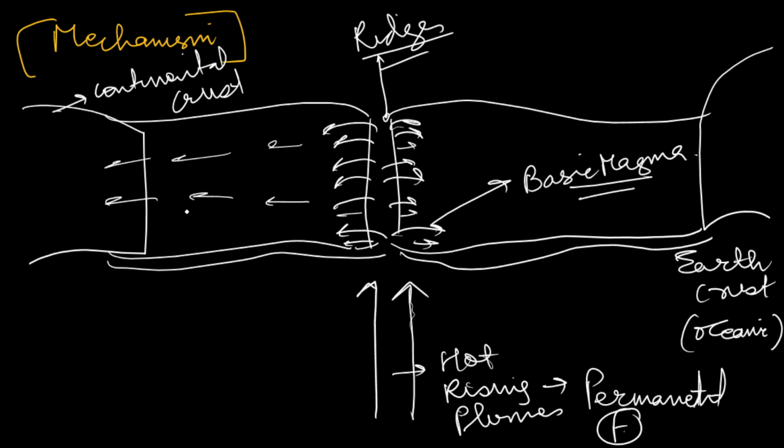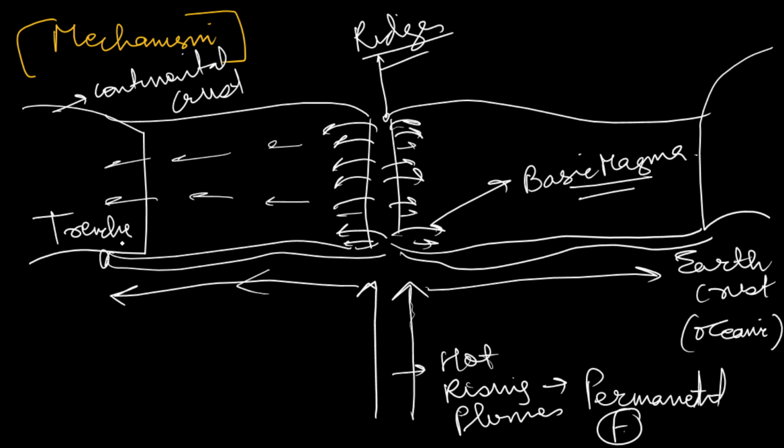And another factor for why they keep pushing is that here we have lateral plumes also, and these lateral plumes are moving from ridges to trenches. This portion is here, we have trenches. Similarly here we have trenches. So due to these two reasons, due to basic magma and the presence of lateral plumes, they are always pushed towards the trenches.